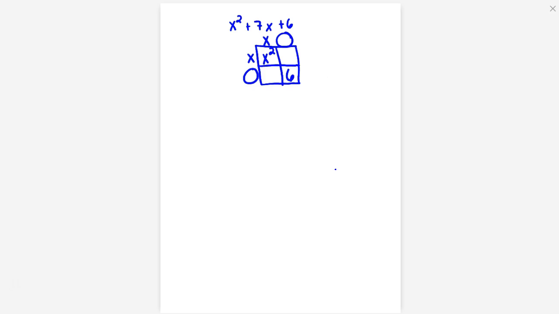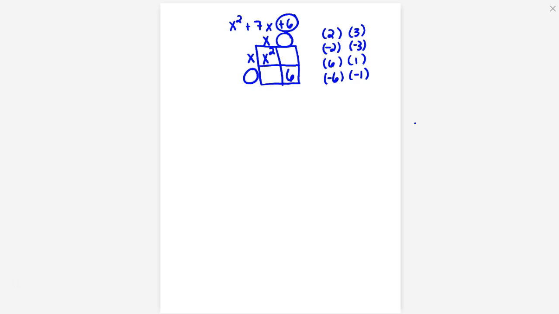Step 3, find factors of C. C is 6. So what are some factors of 6? I have, and it's a positive 6, so I have 2 and 3. Negative 2 and negative 3, because a negative times a negative is also a positive. 6 times 1 and negative 6 times negative 1. All right, and I think that's all of my factors there for positive 6.